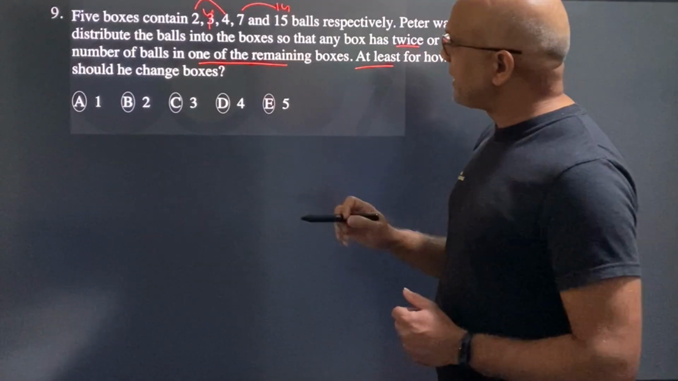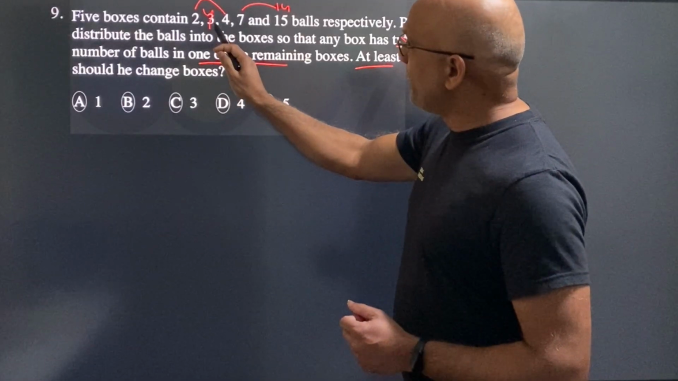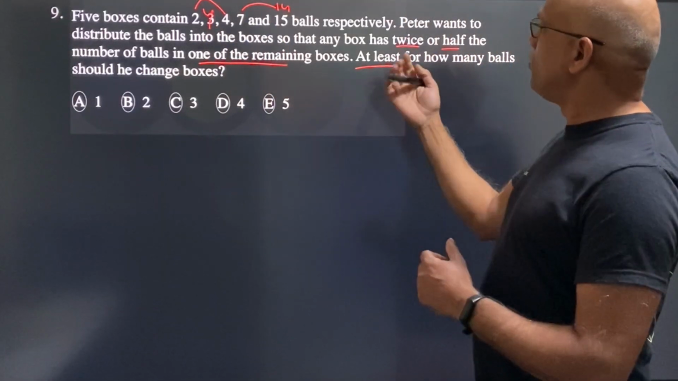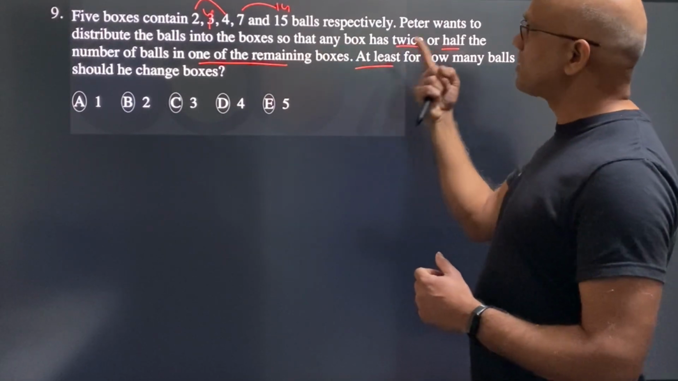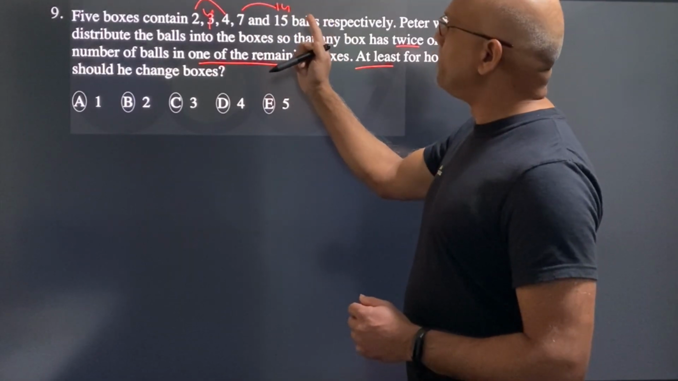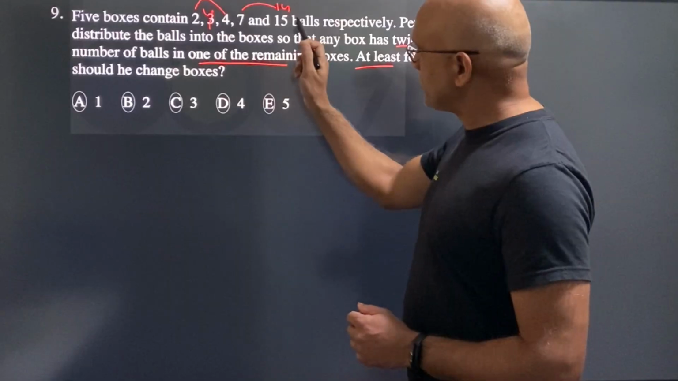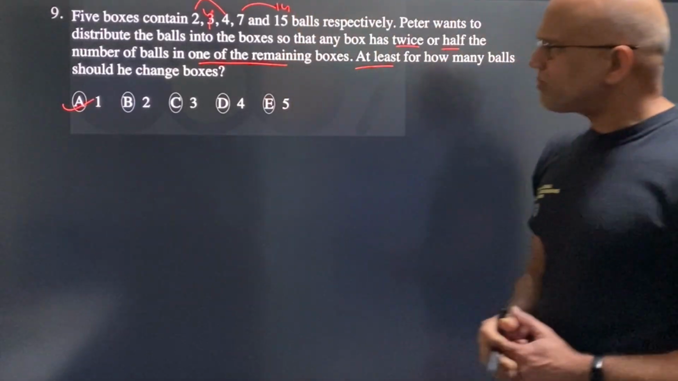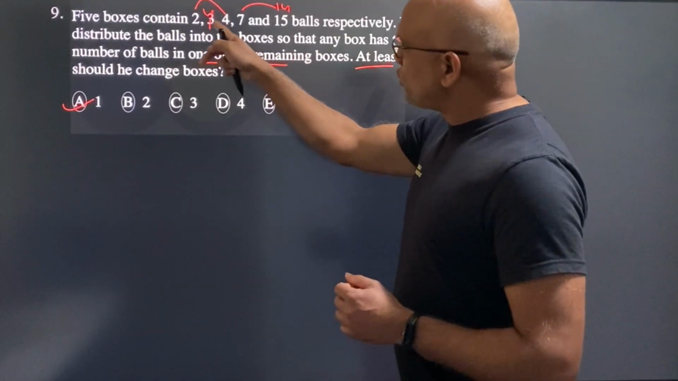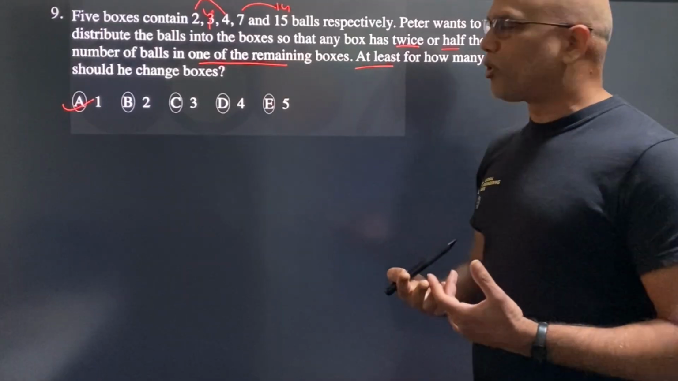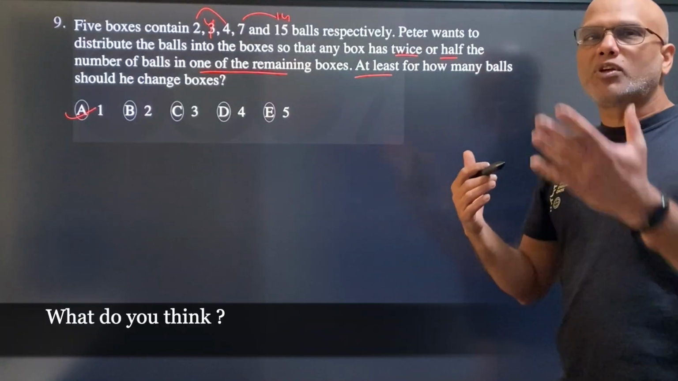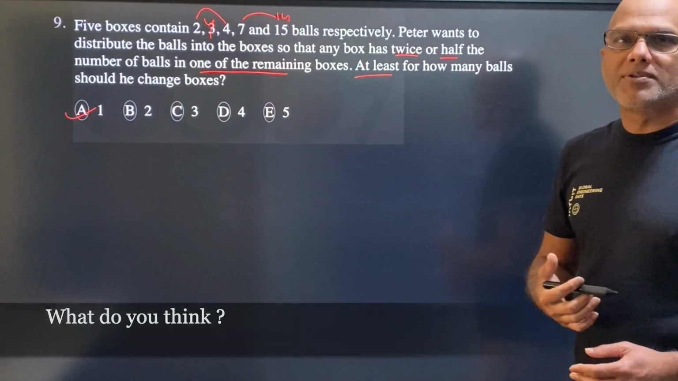Now here in this case, if I take any box, one of the remaining boxes will have either twice or half. It is matching. So for 1 ball I'm changing the box, and A is the correct choice. But this question is actually a little bit confusing. Here I end up with 2 boxes, they have the same number of balls, but I think that should be fine, because the question doesn't say that one of the remaining boxes cannot have the same number of balls.